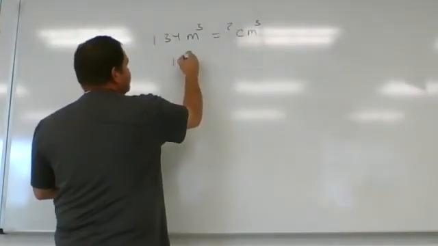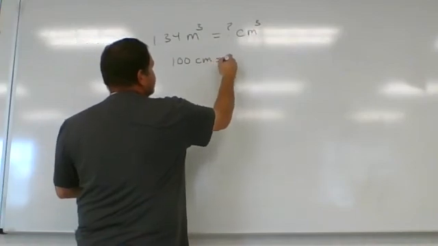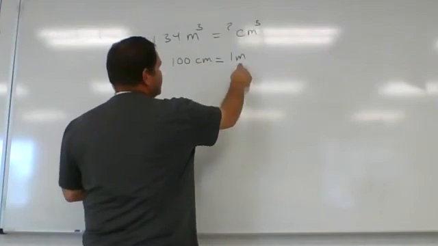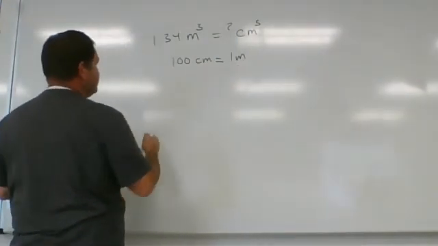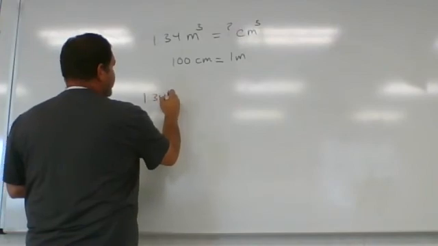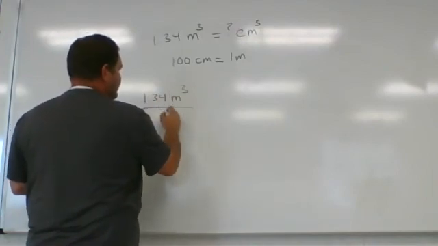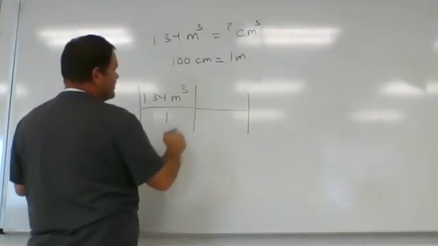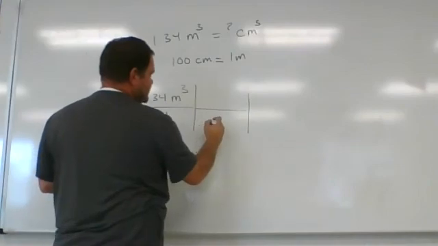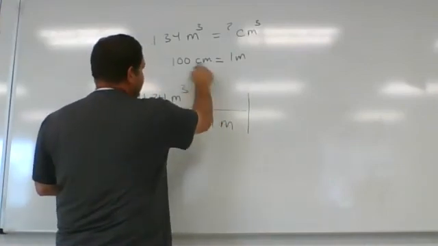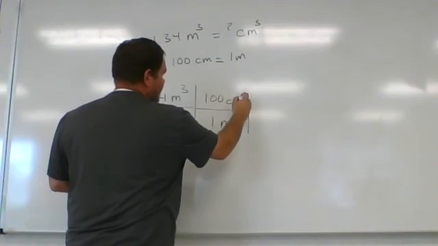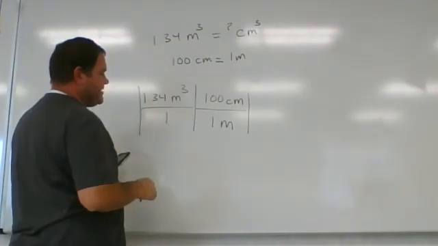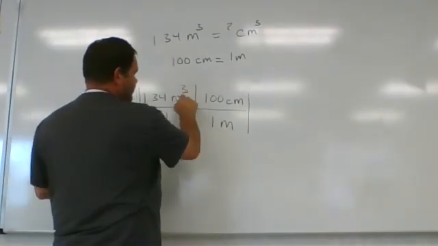Okay, so how would I solve for that? Well, I know that there's 100 centimeters equals 1 meter, okay? That I do know that unit, but these aren't cubed, okay? So let me show you what we're gonna do here. We're gonna take 1.34, our cubic meters over 1, just like we would normally with our dimensional analysis. And then I'm gonna put our conversion factor. Since this is meters, I'm gonna put our 1 meter here and our 100 centimeters on the top.